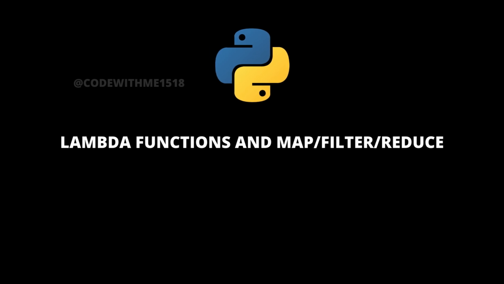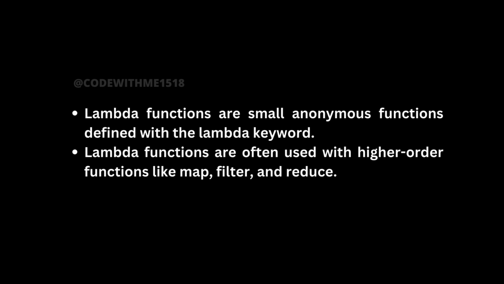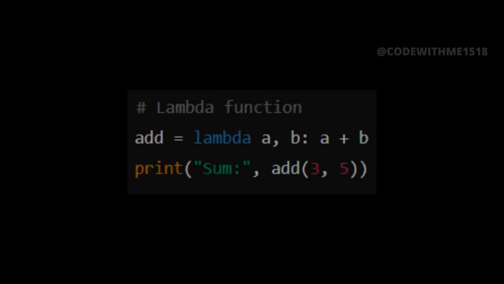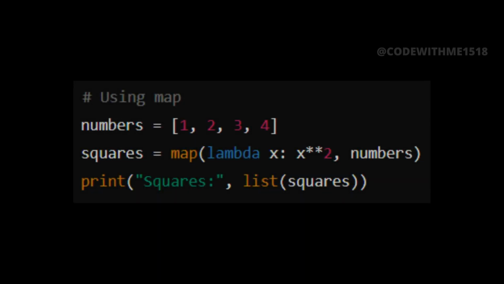Finally, let's explore Lambda functions and the map, filter, and reduce functions. Lambda functions are small anonymous functions defined with the Lambda keyword. Here's an example of a Lambda function. Lambda functions are often used with higher-order functions like map, filter, and reduce.